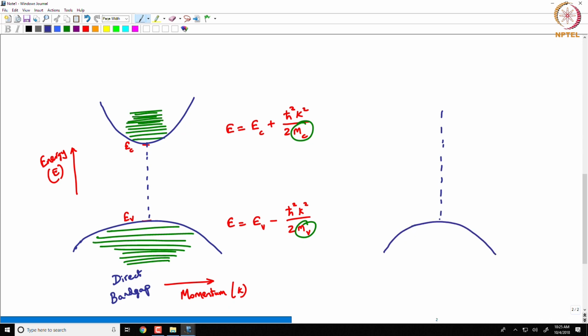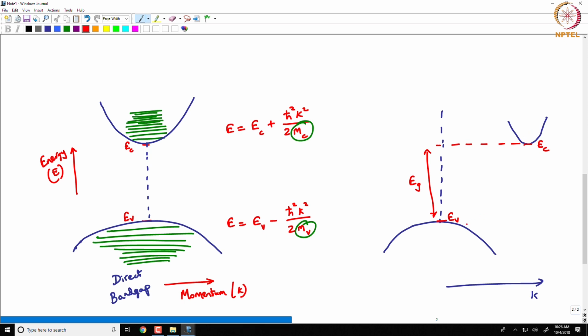valence band maximum and your conduction band minimum, they are not happening at the same value of k. Okay. So you have EC here and you have EV here. So, even in this case the band gap energy still corresponds to EG, but you do not have a direct transition between your conduction band and the valence band.